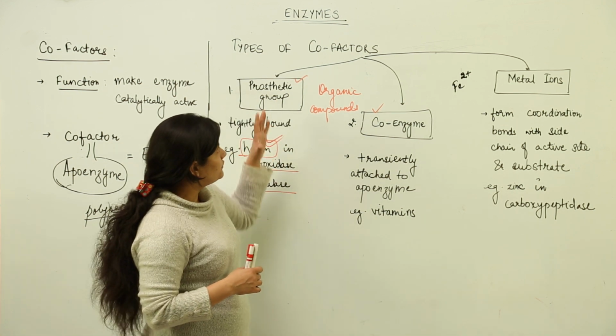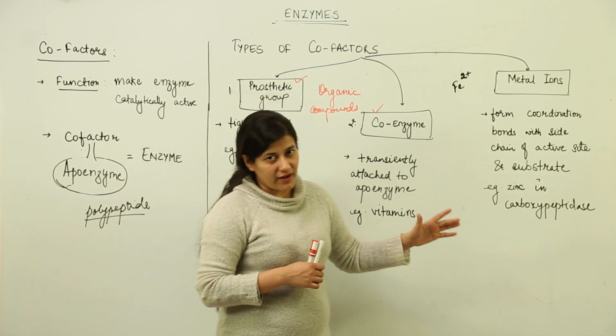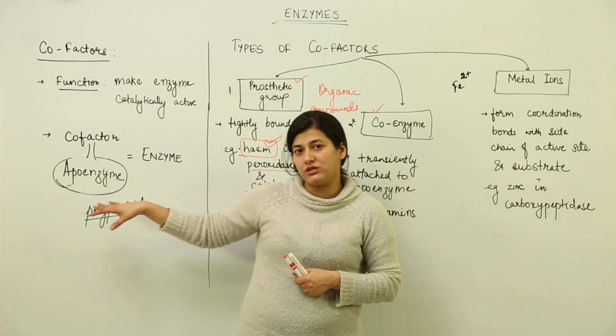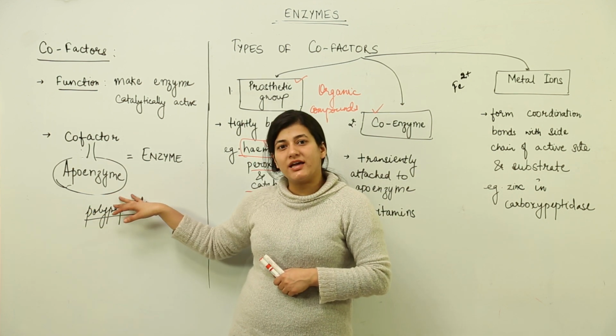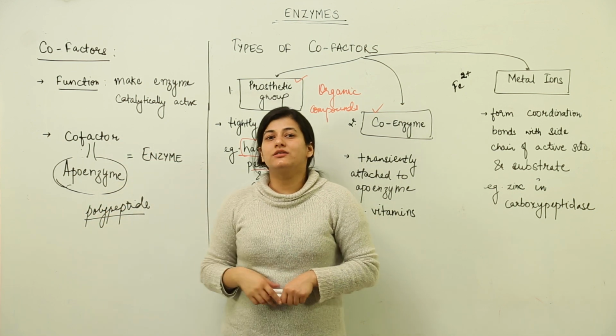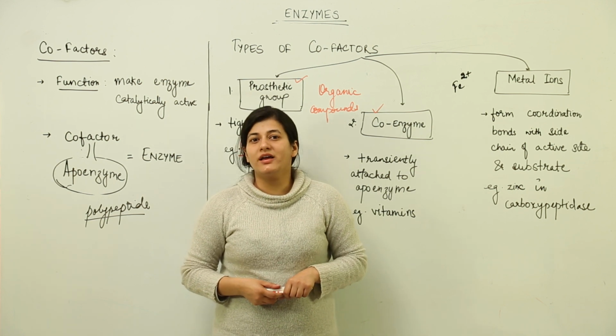So all in all, we have three types of cofactors. You get to understand what is the difference between these cofactors, how they are very crucial for the enzyme activity, and a new term is getting introduced over here, that is apoenzyme, and how apoenzyme and cofactor together form an enzyme. So that is all that is about enzymes that is to be understood.